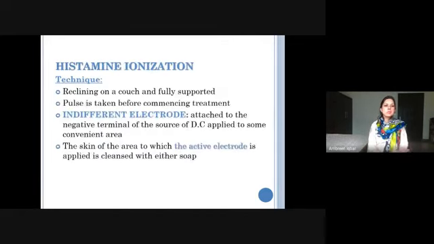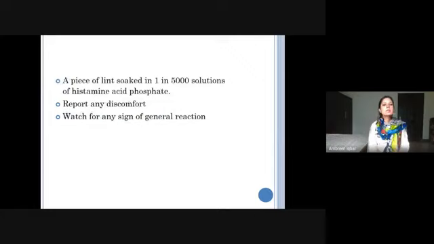When you are going to use histamine, in this technique the patient is going to recline on a couch, in a fully supported position. A pulse is also taken before commencing the treatment. The indifferent electrode is attached to the negative terminal of the DC source and applied to some convenient area. The skin of the area to which the active electrode is applied is cleaned with soap. A piece of lint soaked in a 1 to 5,000 solution of histamine acid phosphate is used. Report any discomfort if present and watch for any sign of general reaction.